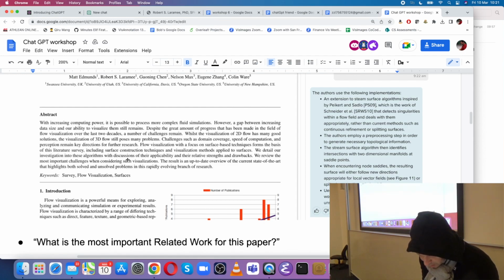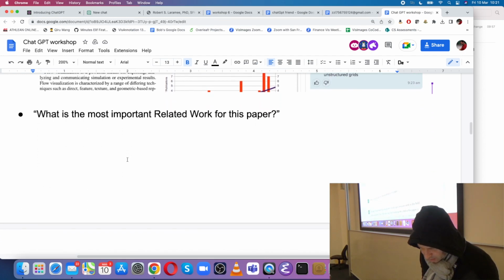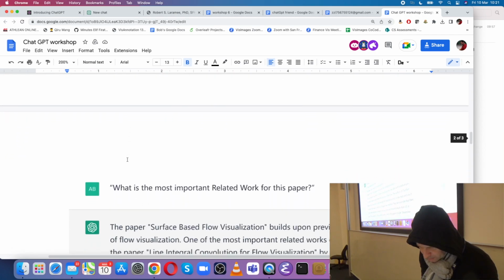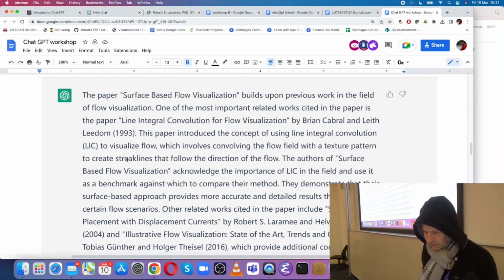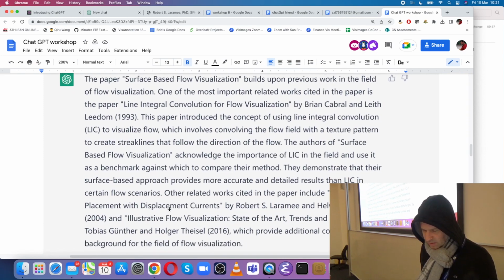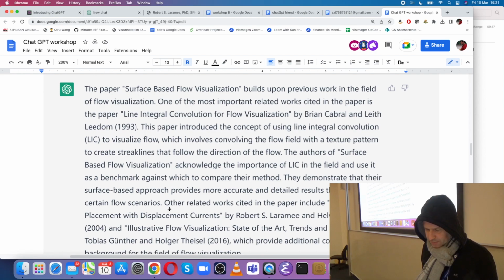What's the most important related work? There is a good answer to this question, by the way. Oh, I was kind of hoping it would get this question correct. Oh, not quite. Almost, but not quite. It's incorrect. This paper is cited somewhere, but it's not the most important previous work.